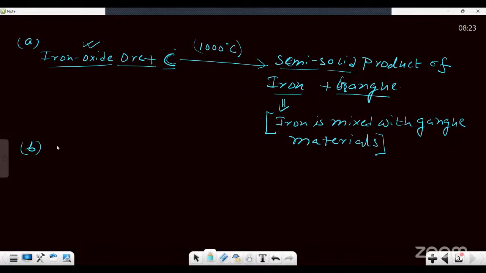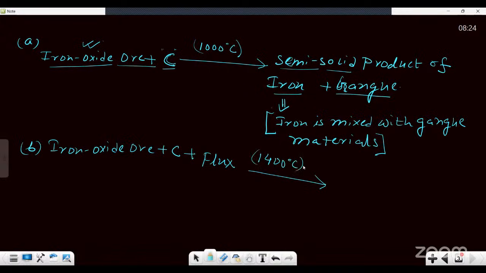But now I take another case where I am using the same iron oxide ore. Carbon, yes, we have given carbon. Along with carbon, we have added some flux. And the temperature, we have now increased to about 1400 degrees Celsius. Now I would ask all of you to focus on the product that we are getting. In the first case, we have not used the flux. Iron oxide directly and carbon was used, and the temperature required was about 1000 degrees Celsius. We got semi-solid product of iron, and gangue was present in the semi-solid product of iron. So purity of iron was less.